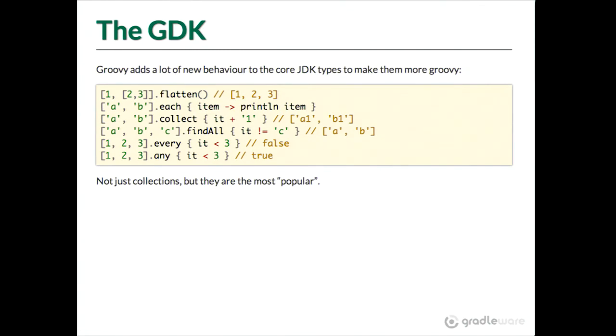Return a list containing all the elements for which the block evaluates to true. Every and any: does every element make the block evaluate to true? Are there any elements for which the block evaluates to true? So you can see how these sort of things can be quite powerful.